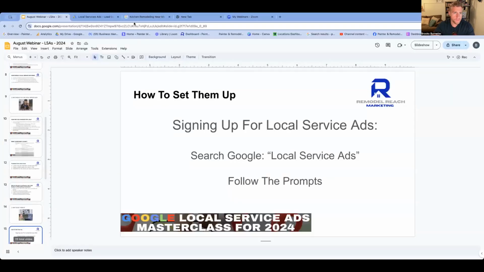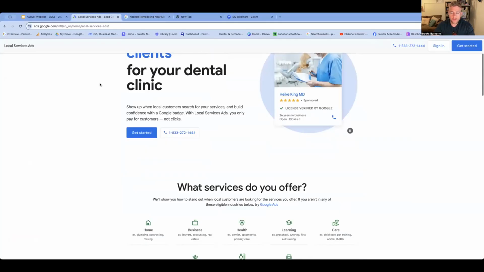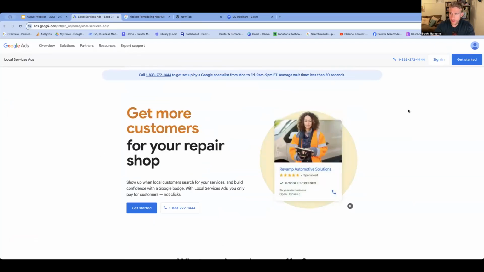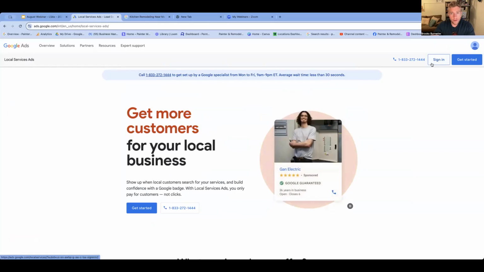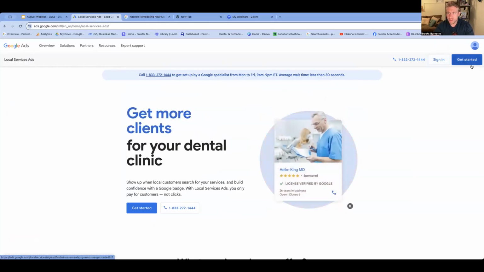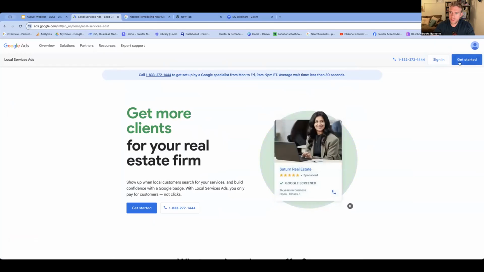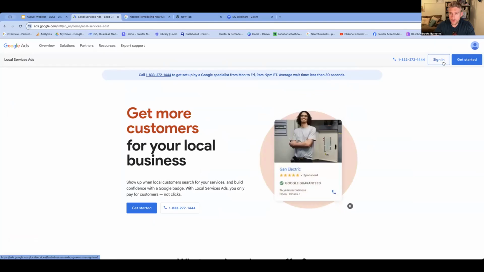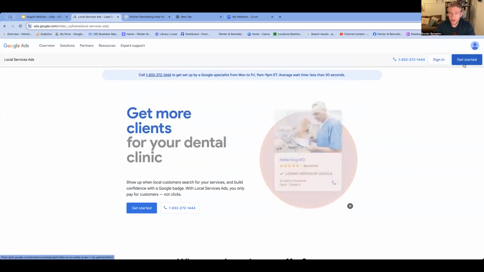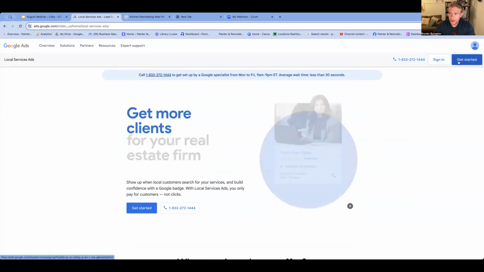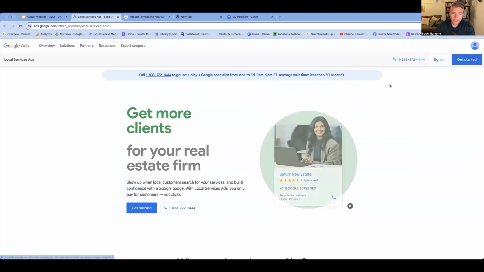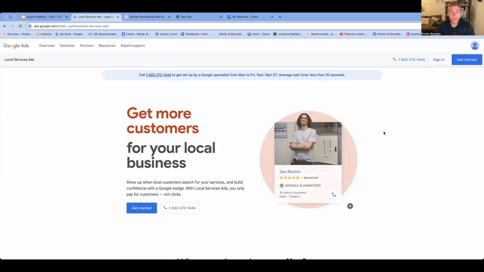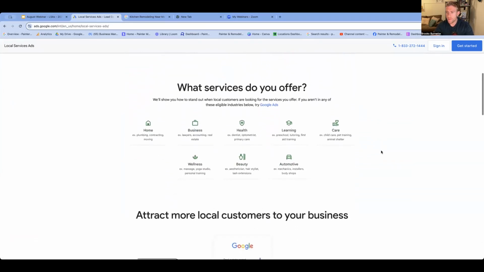And so I've got it pulled up here. Whenever you type in local service ads into the search bar and click on the first link, it will bring you here, where you can sign in if you have a local service ads account, or you can click get started. This is where it starts. If you click get started, you just put in your name and your email and a couple of other things, and then it will create a profile for you. If you do sign in, it'll pull up the different campaigns that you manage. And then you just follow the prompts.